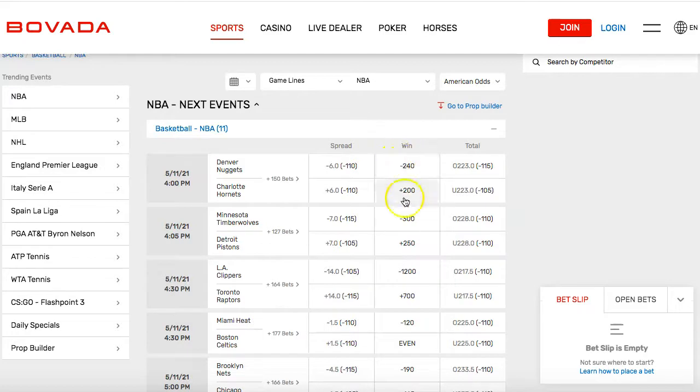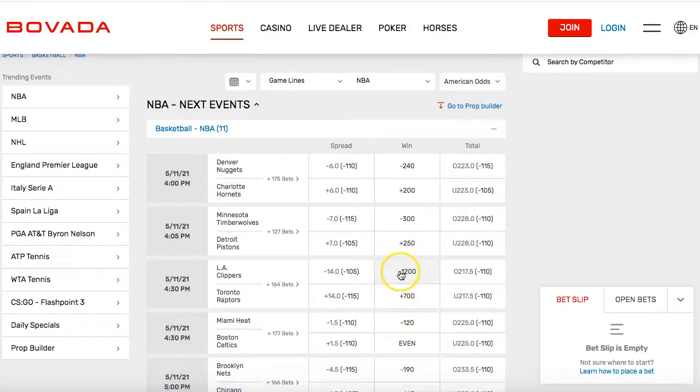And the other way to bet is money line. So that's when you go under win. So with the money line, what you're doing is you're simply picking a team to win. It doesn't matter if they win by 1 or they win by 100. So we'll use the same example. You got the Clippers and the Raptors. So the Raptors are a +700. The Clippers are a -1200.